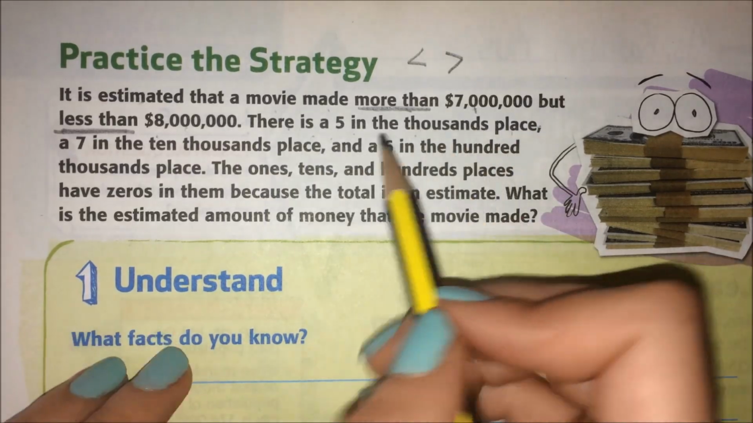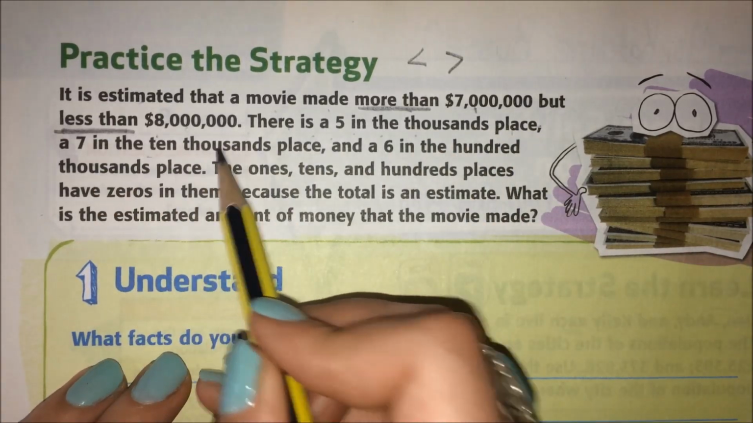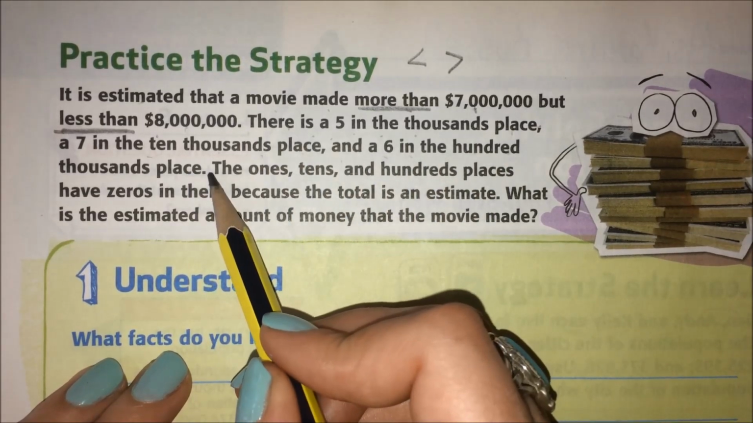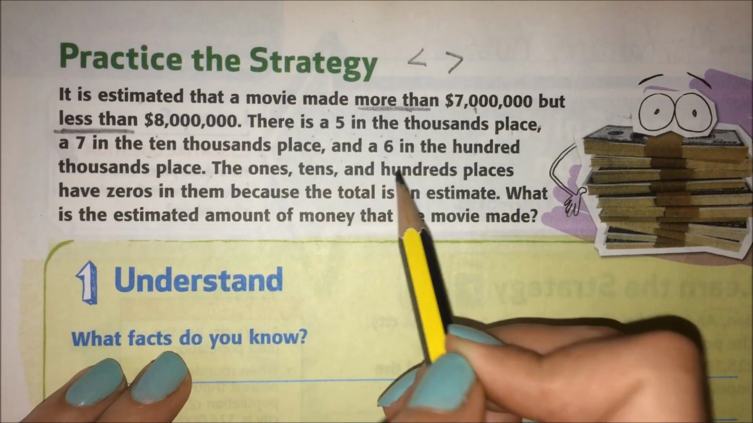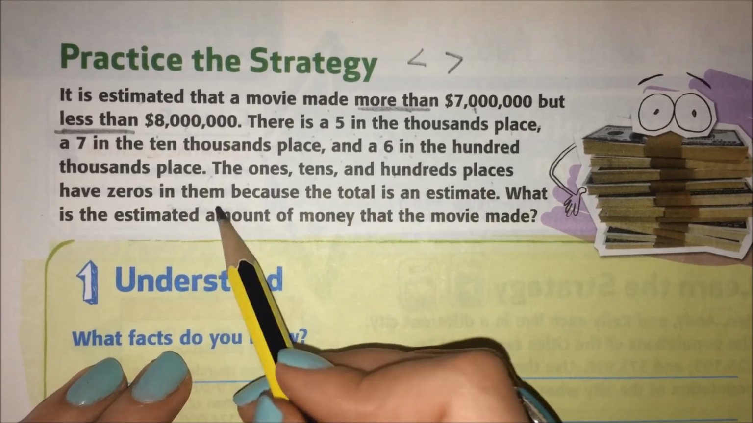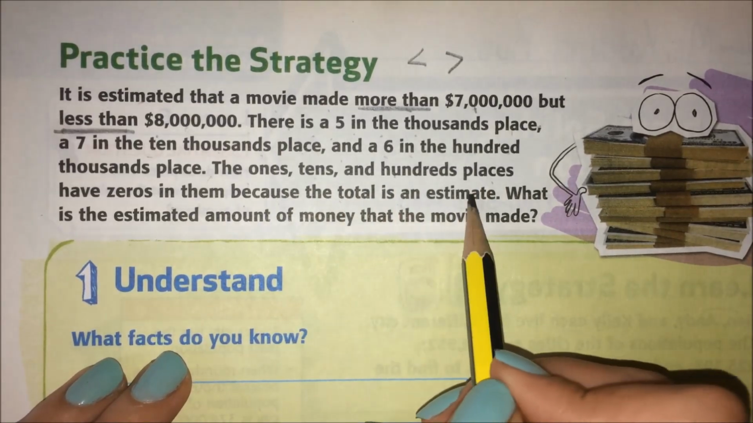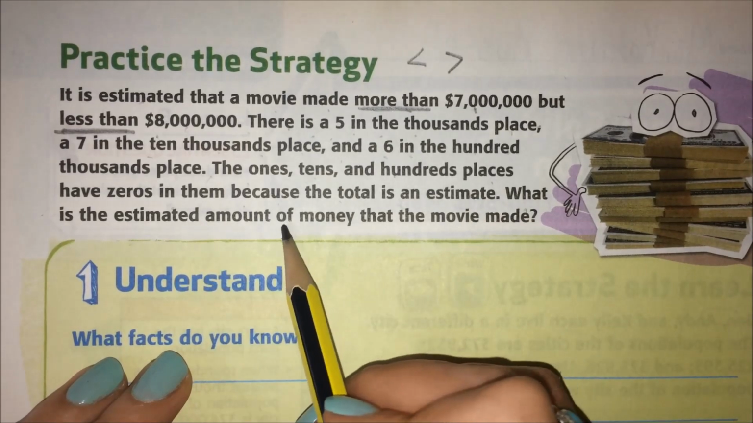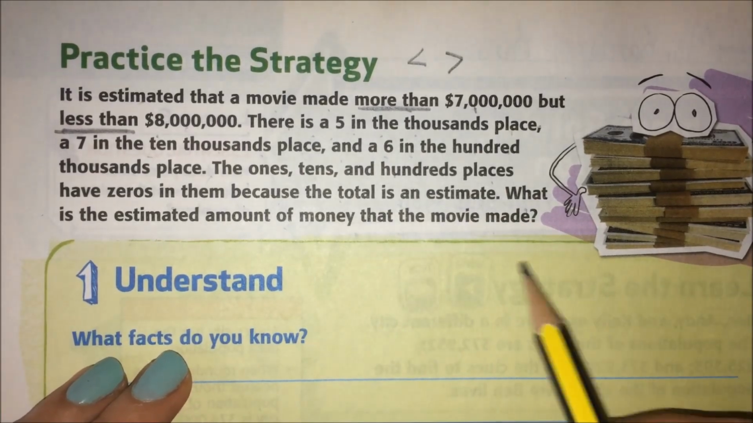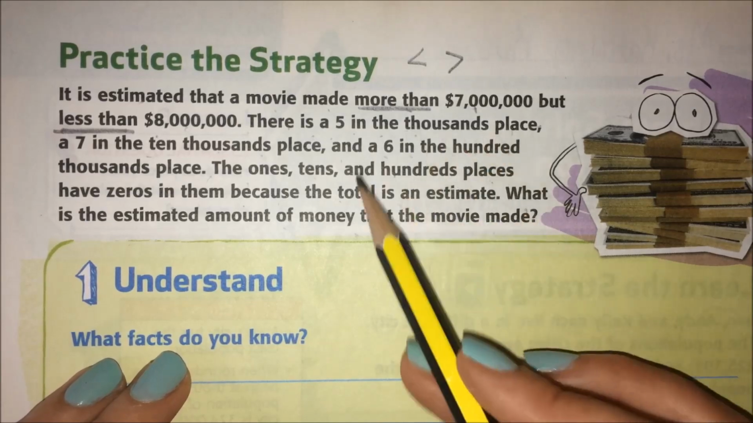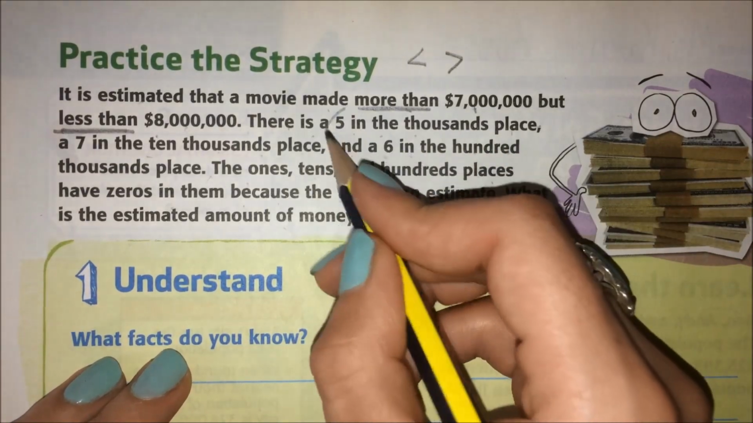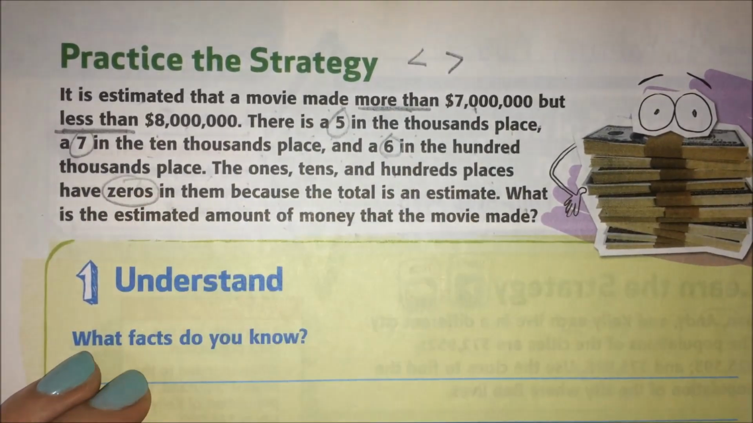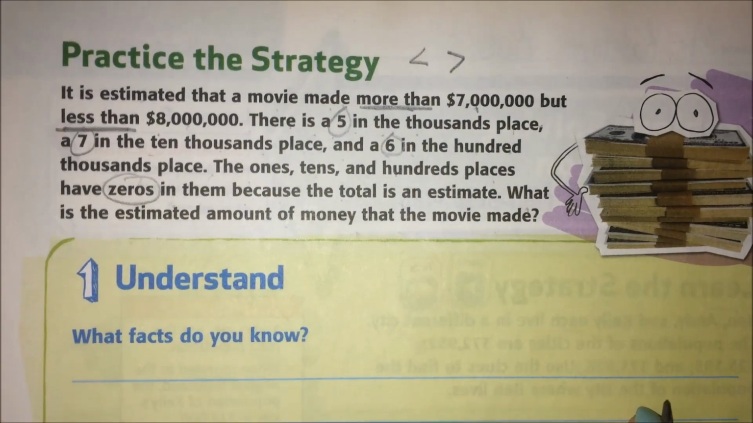Okay, we'll keep reading. A 7 in the 10,000s place and a 6 in the 100,000s place. Whew. The ones, tens, and hundreds places have zeros in them, but the total is an estimate. Whoa. What is the estimated amount of money that the movie made? Wow. Now I'm just seeing all of these numbers everywhere. I'm thinking, oh my gosh, how can I ever get this straight? Okay, so slowly.